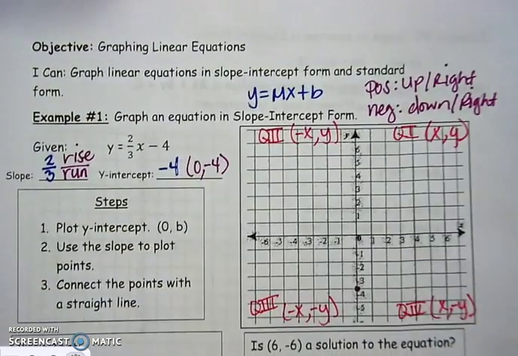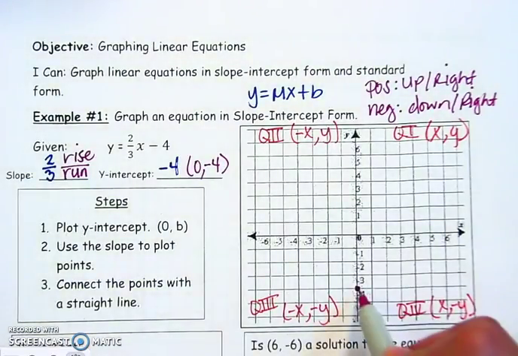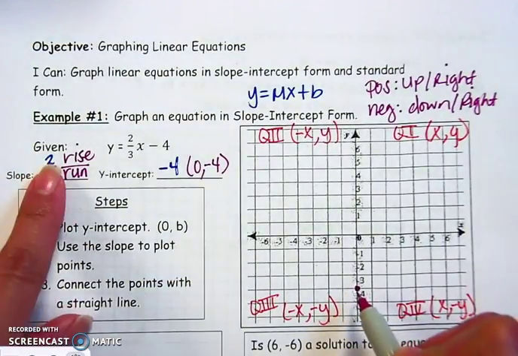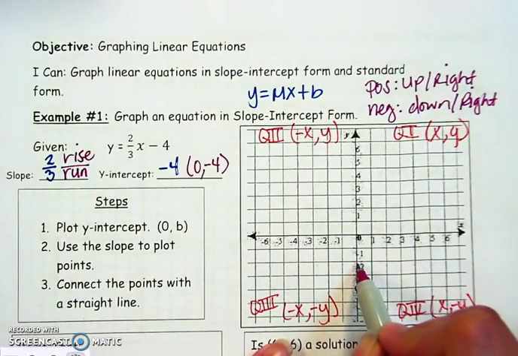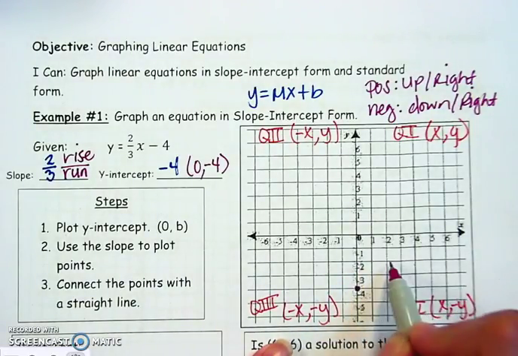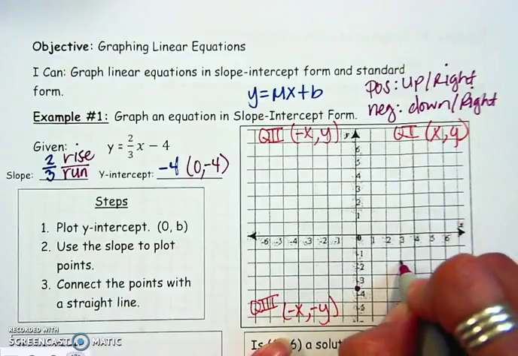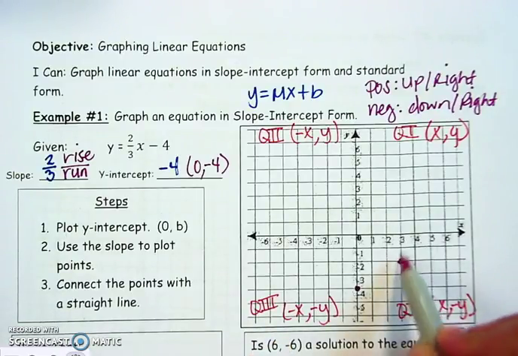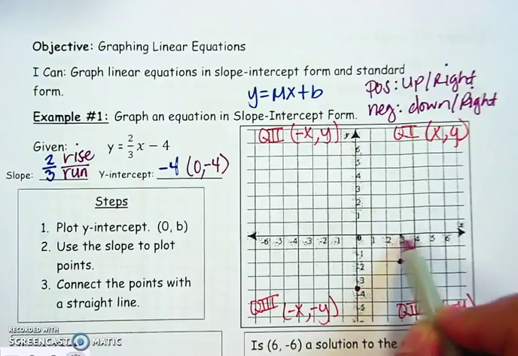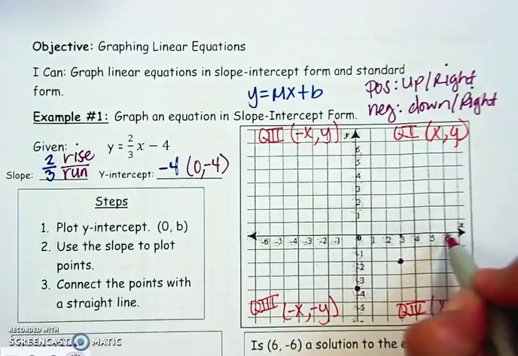So using the slope from the y-intercept, we want to rise 2 units. So we rise 2 units. We know that our run is 3. 1, 2, 3. And we have our additional point. From there, we can create another point. If we go from this point, we rise 2, 1, 2, and run 3. 1, 2, 3.